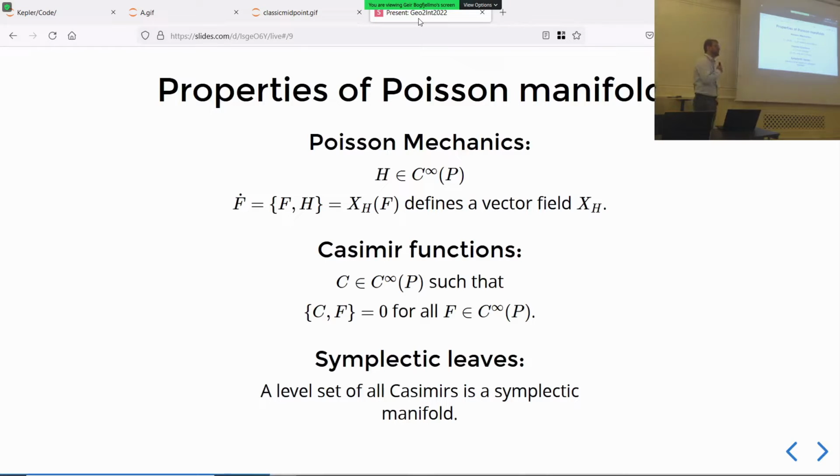Yes? Well, no, I said the level set. If you have a level set of all Casimirs, then you have symplectic manifolds. Oh, okay. So maybe the other direction isn't true. No, it's not equivalent. But okay, fine. Yeah, it works one way.